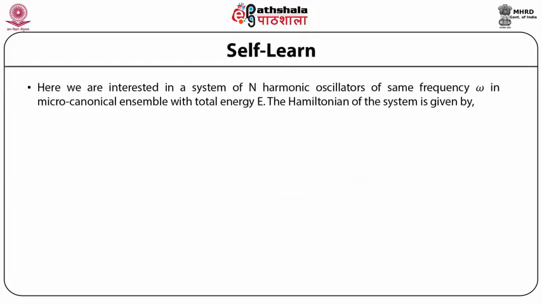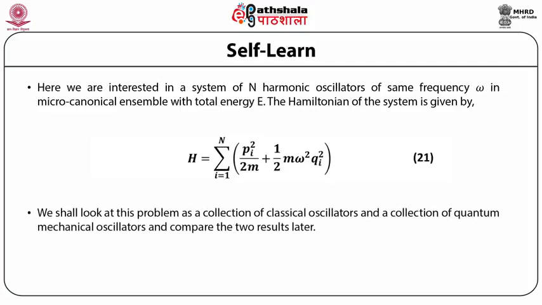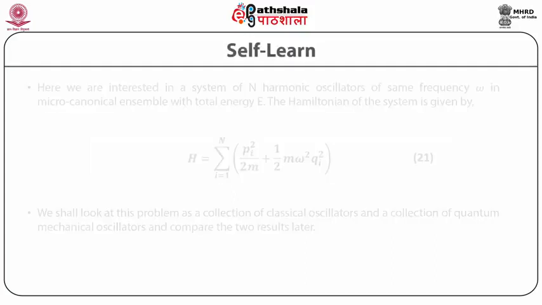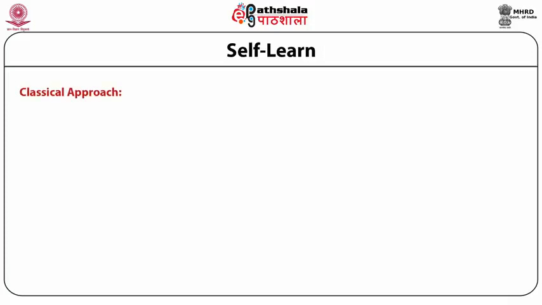Here, we are interested in a system of n harmonic oscillators of the same frequency omega in the microcanonical ensemble with total energy E. The Hamiltonian of the system is given by H is equal to summation over i is equal to 1 to n of p_i square by 2m plus half m omega square q_i square. We shall look at this problem as a collection of classical oscillators and a collection of quantum mechanical oscillators and compare the two results later. First, we will look at the classical approach.